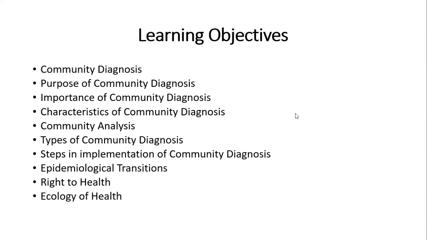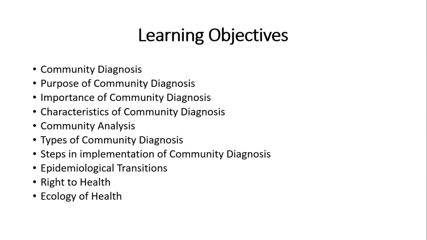What is a community analysis and how it is going to help us? What are the types of community diagnosis? And then the steps in implementation of community diagnosis. What is epidemiological transition? What is right of health? And what is ecology of health? So have patience. Today class will be more elaborate, a long class. I will try to finish it in 60 70 minutes. Hope we are going to do that.